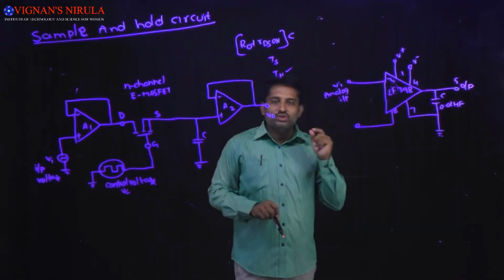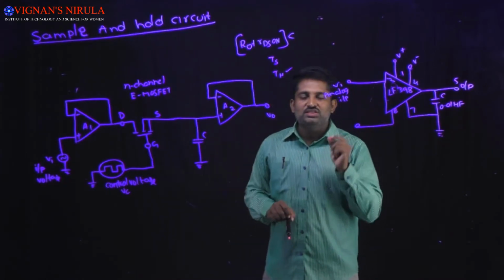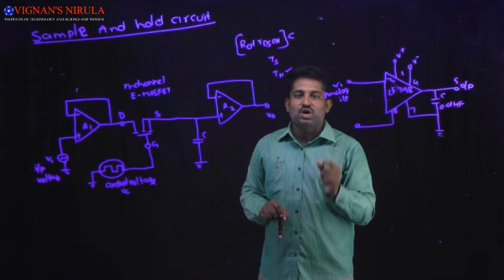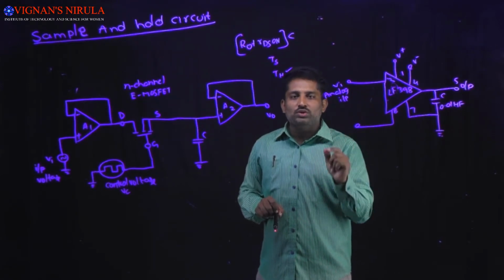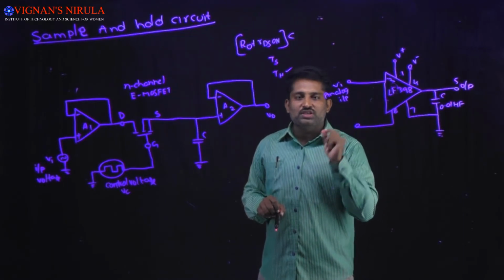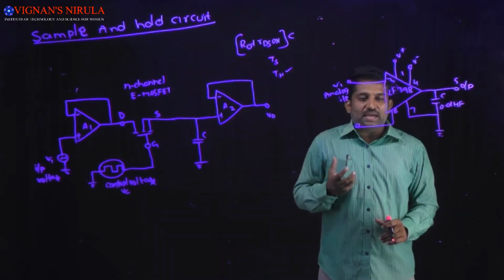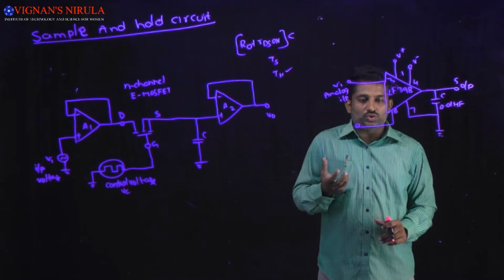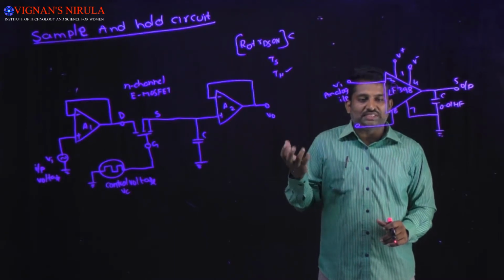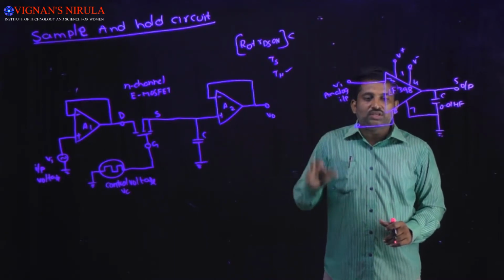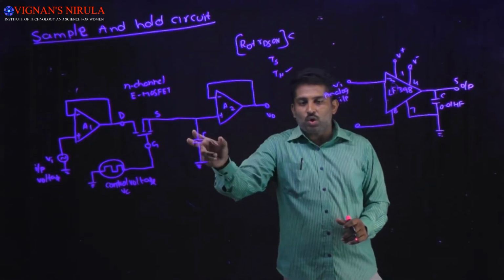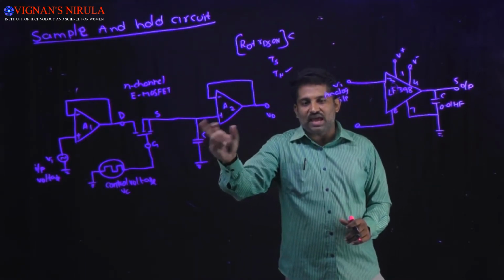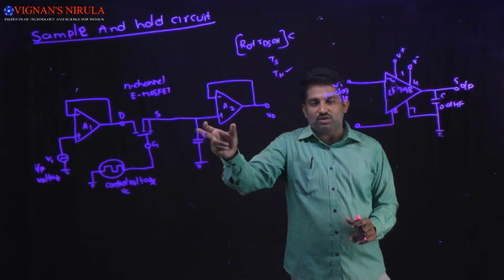One more thing you have to remember in this sample and hold circuit is that the frequency of the control voltage should always be greater than the frequency of the input signal. Low leakage capacitors, like Teflon, are used to retain the stored charge. That's why I am telling you to use low leakage capacitors like Teflon.